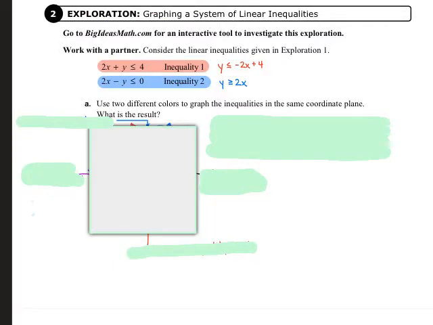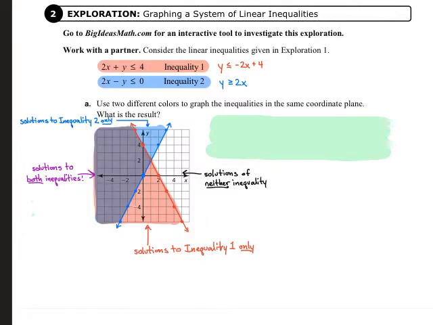Okay, so in part 2, now we're going to take those two inequalities and graph them on the same coordinate plane. Part A says, use two different colors to graph the inequalities in the same coordinate plane. What is the result? So if we do that, let me remove this big old block here, and let's take a look at what happens. Inequality 2 is drawn in blue and shaded in blue. Inequality 1 is drawn in red and shaded in red.